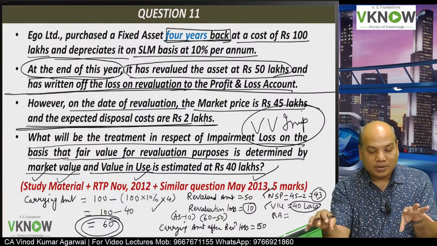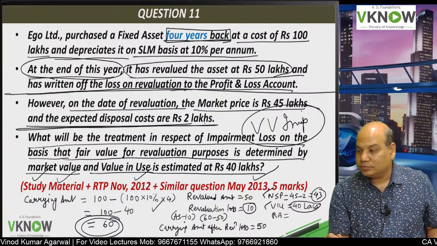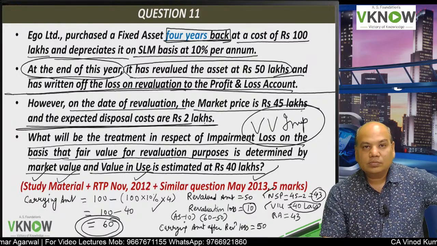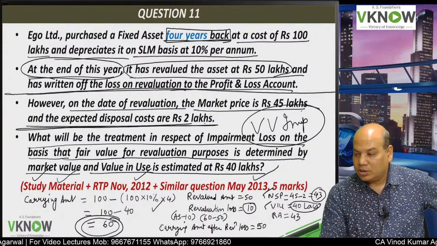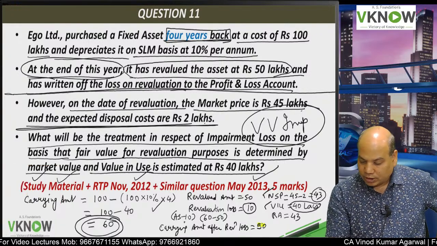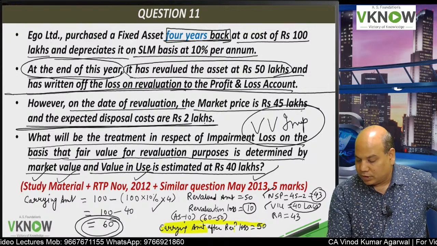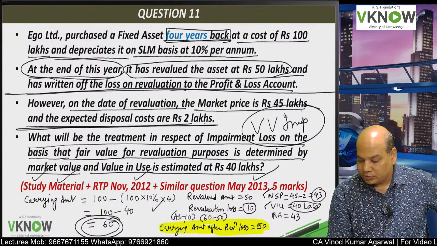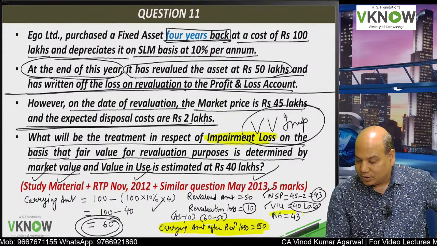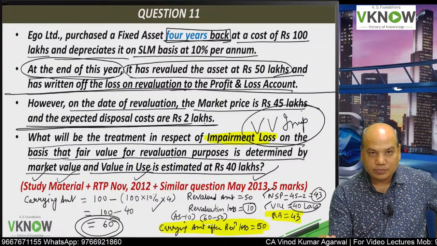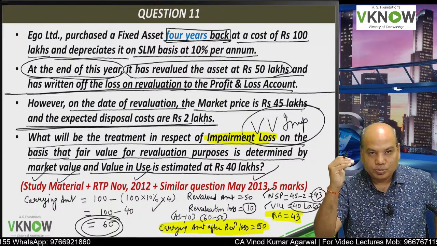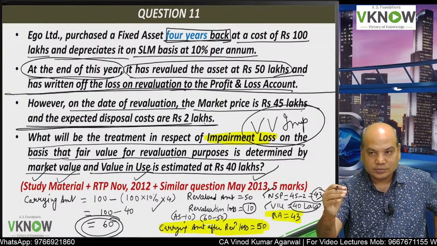Now we are applying impairment under AS 28. So recoverable amount is 43 lakh. Are you agreeing? Recoverable amount is 43 lakh and the revised carrying amount after providing revaluation loss is 50. So the question is whether there is any impairment loss. So I will tell you the whole story again. You purchase an asset for 100 lakh.